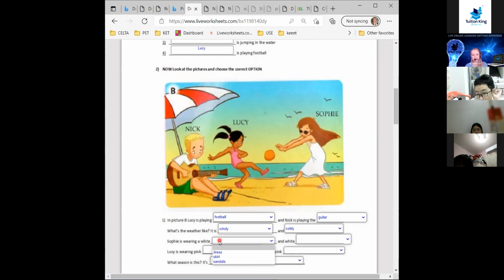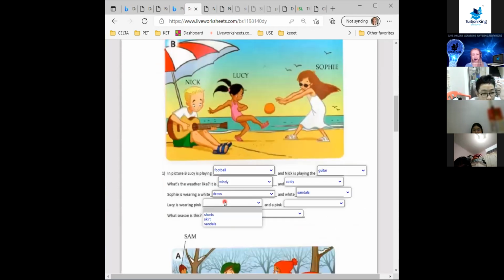Sophie is wearing a white dress and white sandals. Okay. T-Roy, the next one. Lucy is wearing pink sandals and a pink swimsuit. What is this that she's wearing here? Swimsuit. Good. Okay.